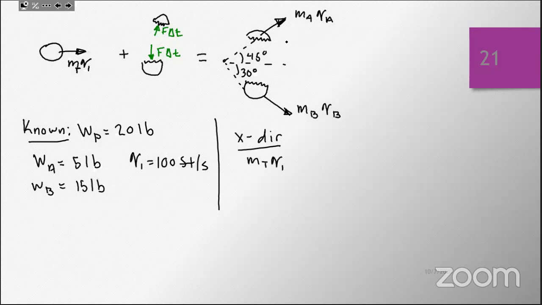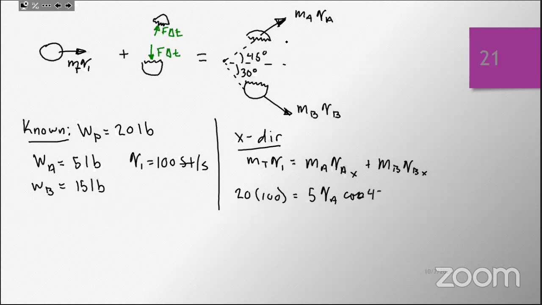I've got all of it, right? It's only in the X direction. What's that going to equal? It's going to be MA times VA in the X direction plus MB times VB in the X direction. Right, so we can plug some stuff in there. 20 times 100 is equal to 5 times VA cosine of 45 degrees.